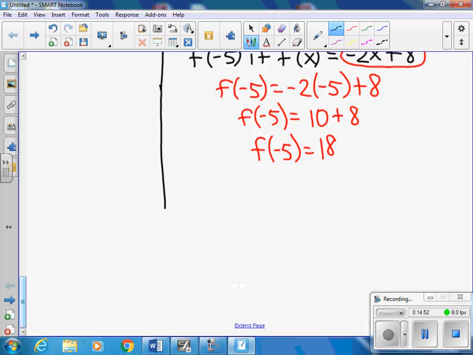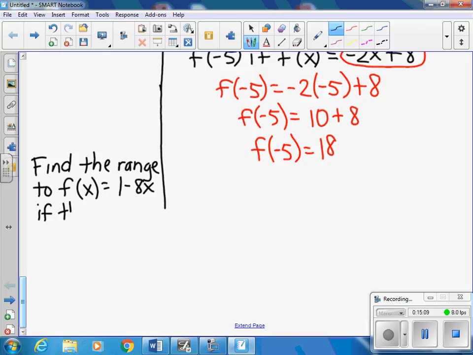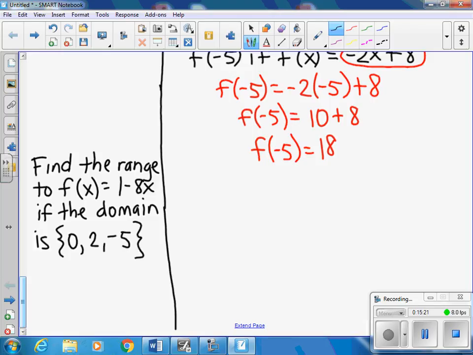right, that we'll have to make sure you know in terms of 8th grade math, is going to ask you to do this. It's going to ask you to find the range to a function, and I'm going to tell you that the function is 1 minus 8x if the domain is the set 0, 2, and negative 5. So basically in this problem, what we're doing is we are giving you an actual function and we're giving you 3 domain values, and your job is going to be to come up with the 3 range values.